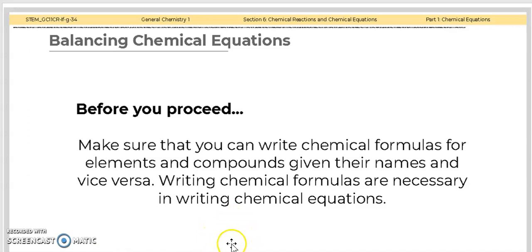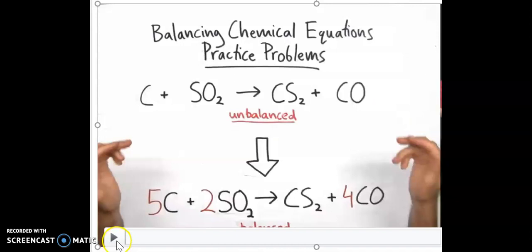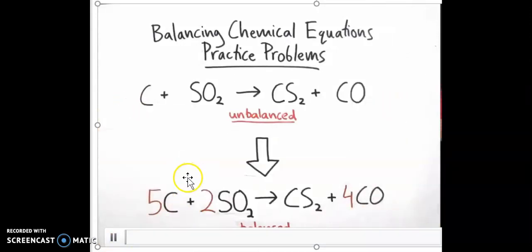Before you proceed to balancing chemical equations, make sure that you can write chemical formulas for elements and compounds given their names. Writing the chemical formulas is necessary in writing chemical equations. So let's have the practice problem for balancing chemical equations. Alright, so let's do some balancing chemical equations practice problems.